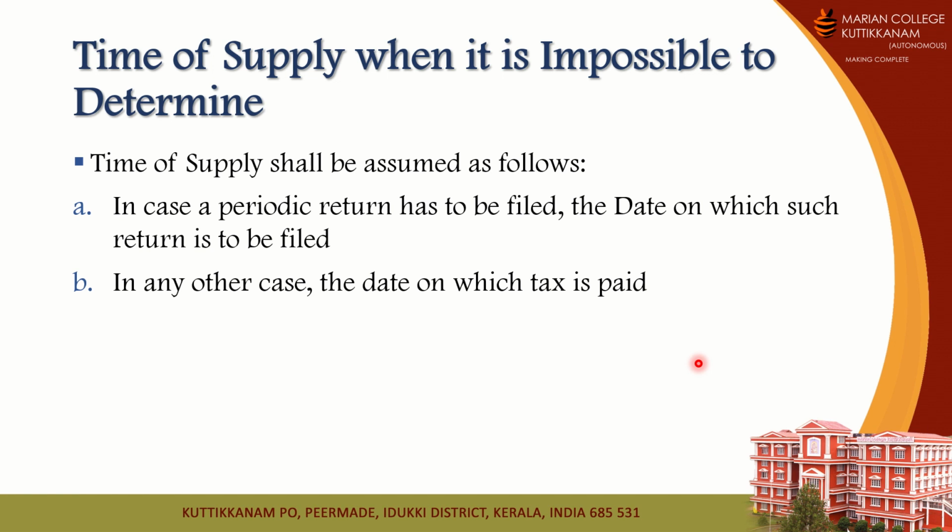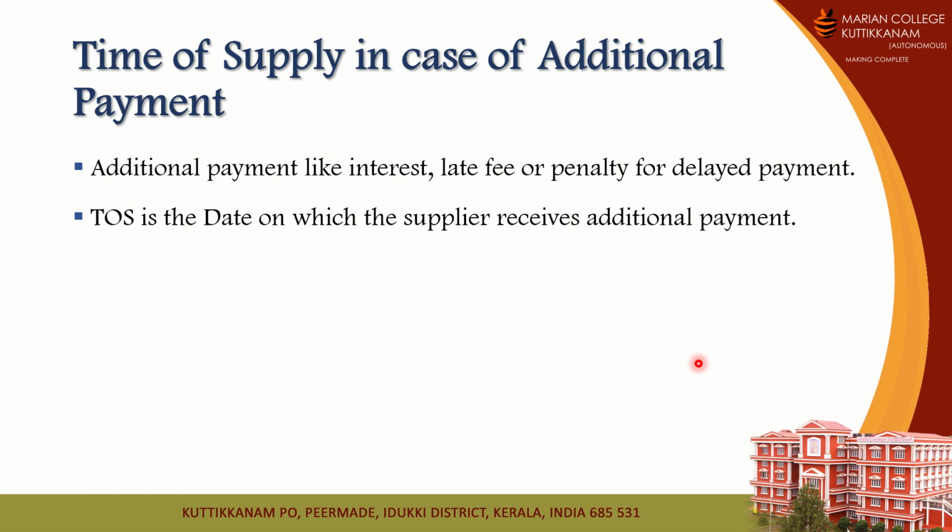Okay, so this is simple to understand. Just make sure whether the periodic return has to be filed or not. If it has to be filed, the date on which such return is to be filed is the time of supply. In any other case, the date on which the tax is paid will be considered as the time of supply of goods. Then the previous heading, the time of supply when it is impossible to determine, is also known as residual case. So if you find a residual case somewhere, remember that it is in the case of supply when it is impossible to determine.